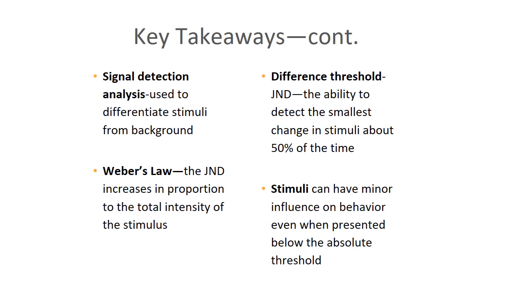Key takeaways continued. Signal detection analysis is used to differentiate stimulus from background. Weber's law: the just noticeable difference increases in proportion to the total intensity of the stimulus. Difference threshold, or just noticeable difference: the ability to detect the smallest change in stimulus about 50% of the time. Stimulus can have minor influence on behavior even when presented below absolute threshold. So that's basically referring to subliminal stimulus.